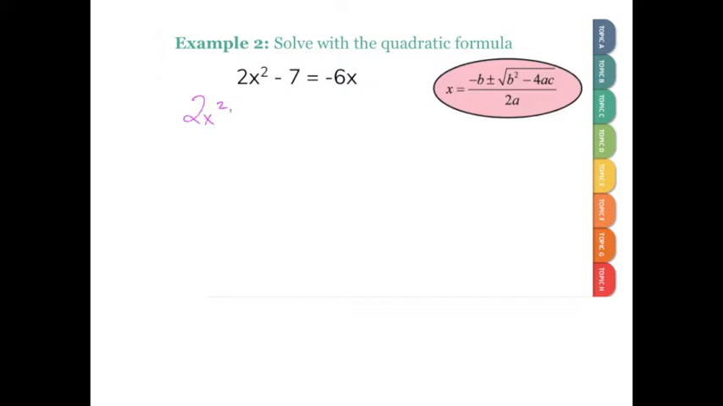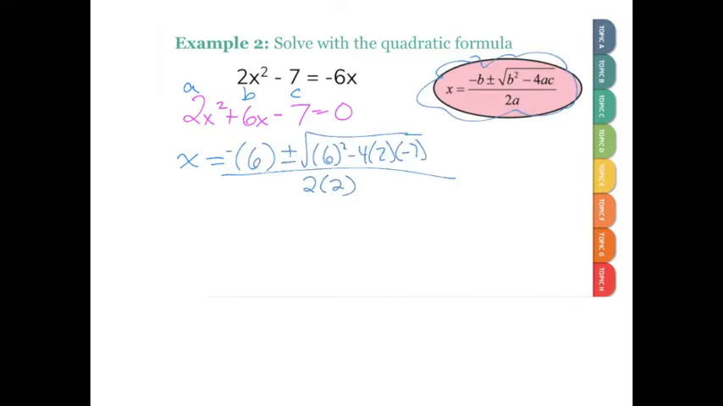All right, so example 2, I want to solve with the quadratic formula. Again, I want to get this equal to 0, so I'm going to start by adding 6 to both sides. Now I'm equal to 0, and now I can pull my a, b, and c. So a is going to be 2, b is going to be 6, and c will be -7. So now I'm going to go through and fill out the quadratic formula, looking over here. All right, so I just plugged in all of those values for our quadratic formula here.